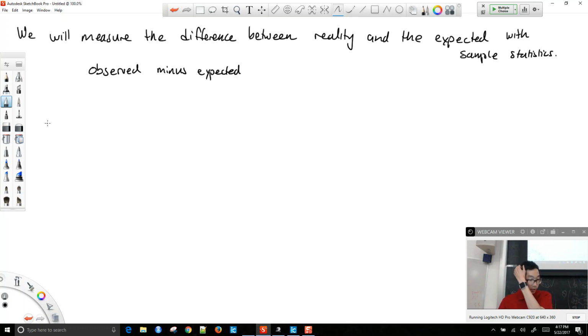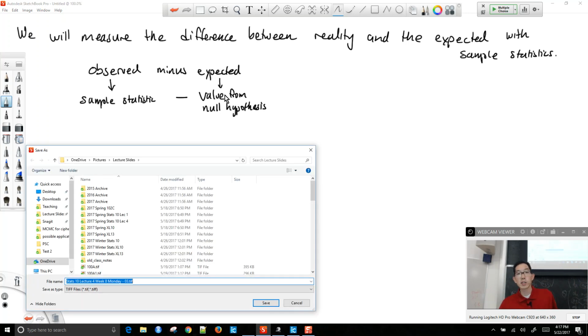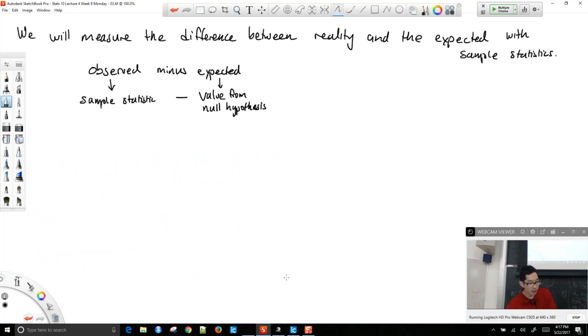In our case, the observed will be our sample statistic, minus what we call the null value. That's what we expect, the null value being the value in the null hypothesis. Expected would be the value from the null hypothesis. This is what we expect to see. What we actually observe is going to be our sample statistic.